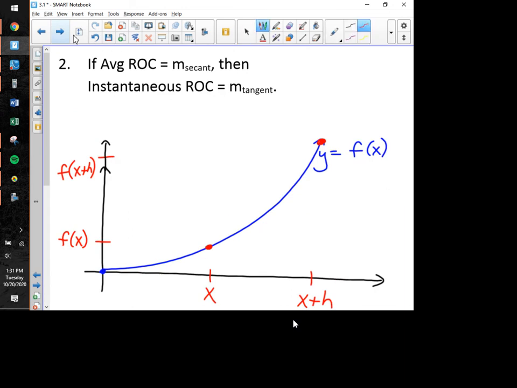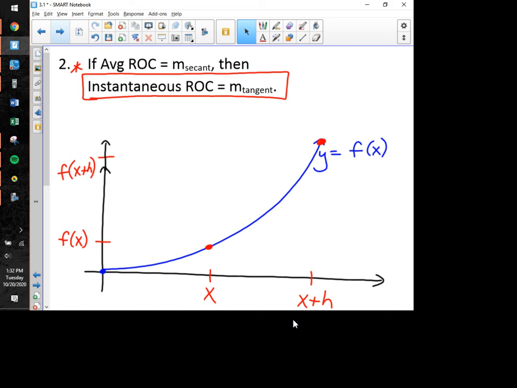So this sentence here is pretty important, everybody, so you want to make sure that we get this one written down. If your average rate of change is equal to the slope of a secant line, then your instantaneous rate of change, or IROC, we call that a lot, is equal to the slope of your tangent. So that is a pretty darn important concept that we want to make sure that we get down. An instantaneous rate of change is the same thing as the slope of your tangent line.